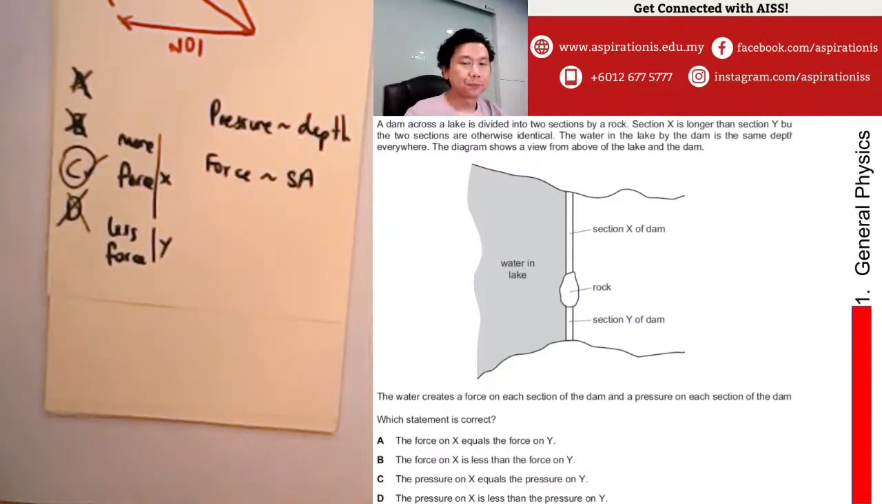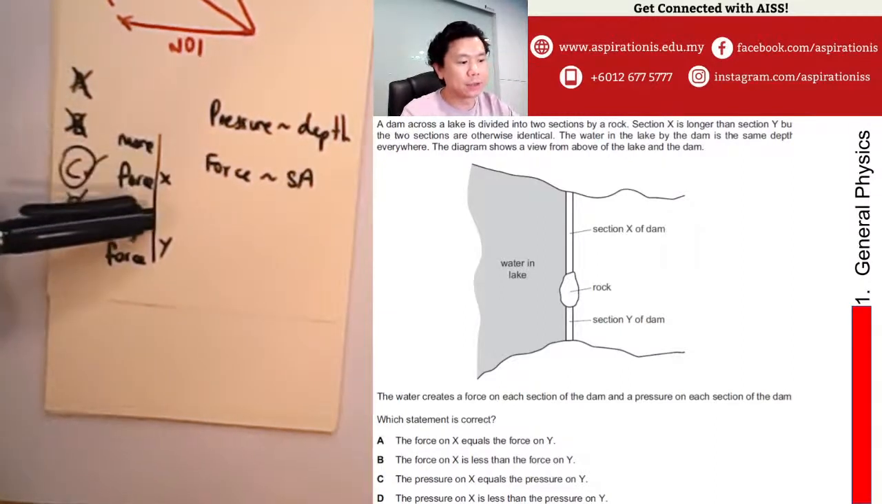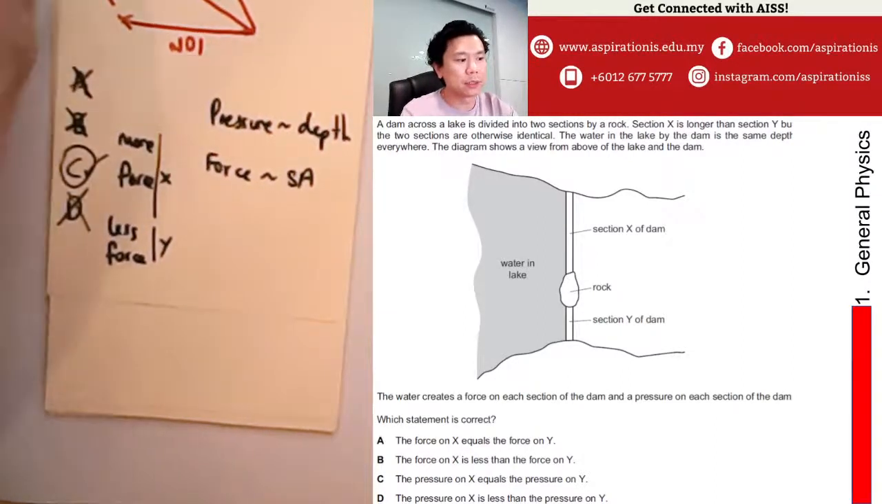So the answer is C. I repeat, the depth is the same, so pressure is the same. So C is a very obvious answer. But sometimes they would need your understanding of force as well. So force depends on the surface. Since X has a larger surface, X experiences more force, right?